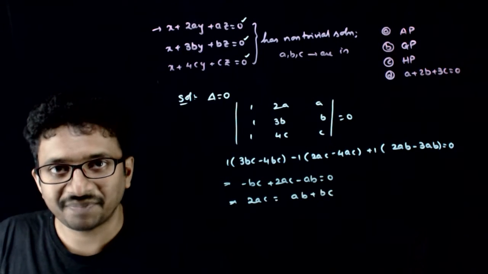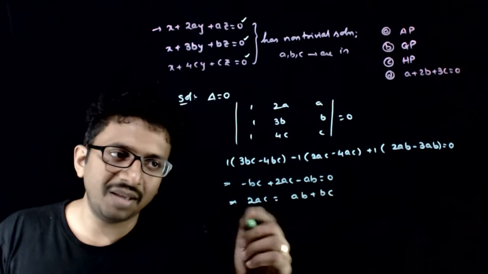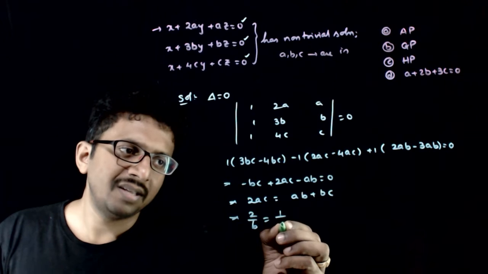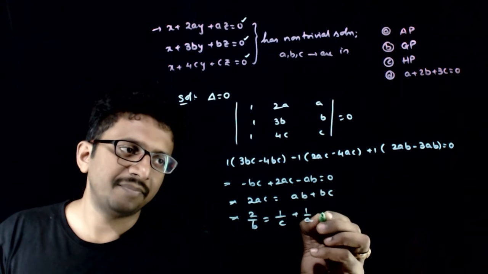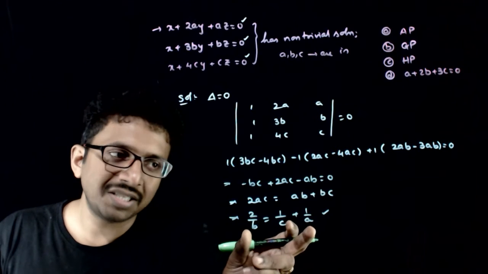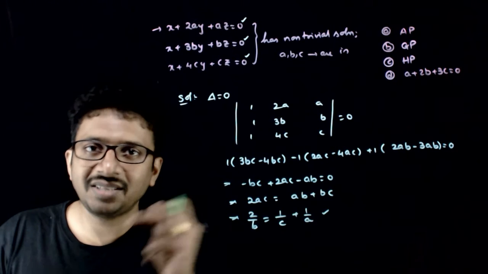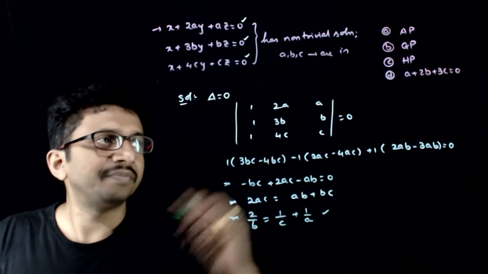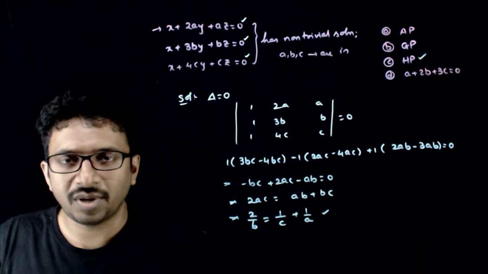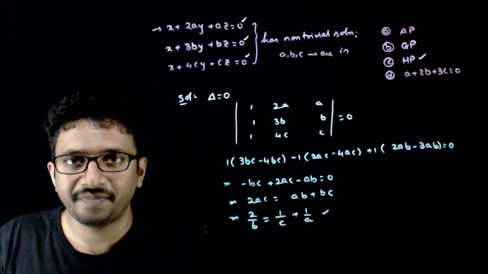So if you uniformly divide with abc, you get 2 by b is equal to 1 by c plus 1 by a. So what is this condition corresponding to? This condition says that a, b and c are in HP. So 2 by middle term is equal to first term plus last term. So a, b, c are in HP is the answer. Thank you.